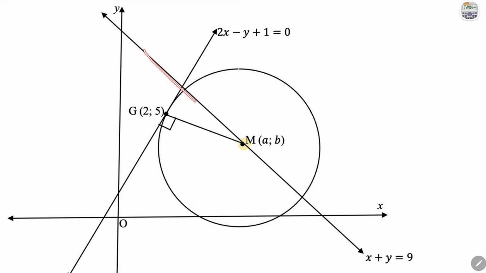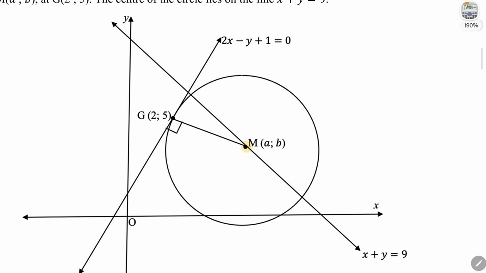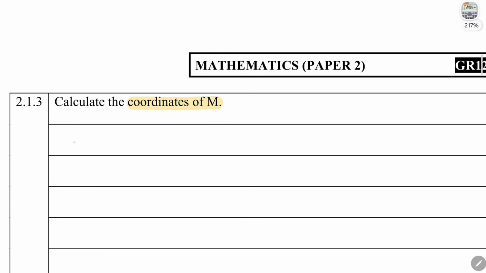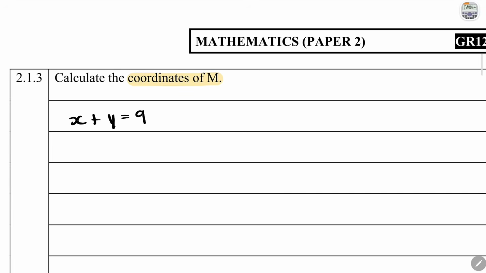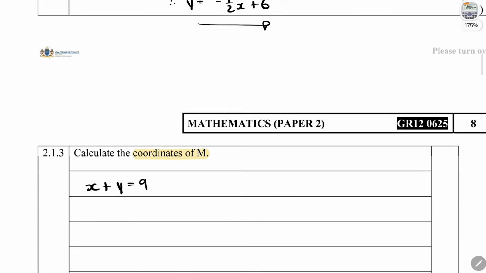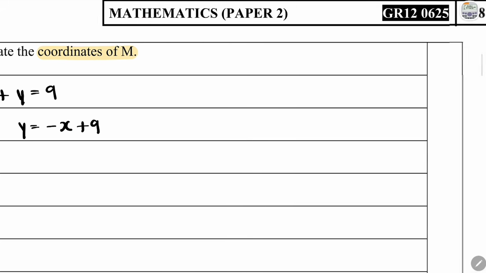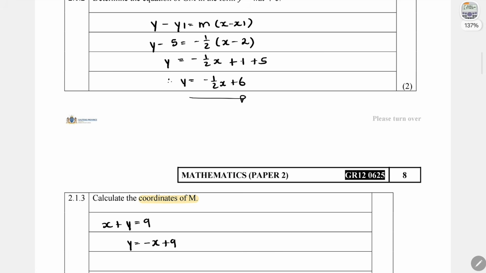We can see that this line, which we have the equation of, and GM intersect at M. So that would be M, the point of intersection, and also the center of the circle. So let's go ahead and equate those equations. We'll take x + y = 9, and the equation we just found. Let's put this in its standard form. So y equals, that gets transposed and becomes negative x, plus 9.